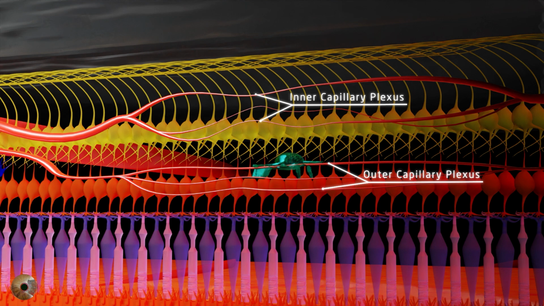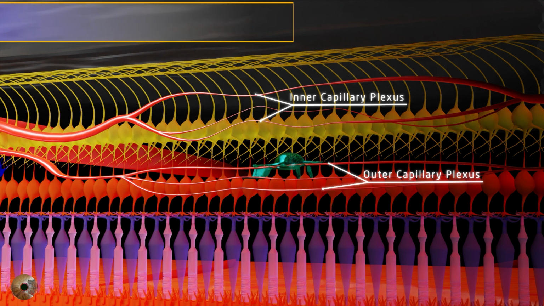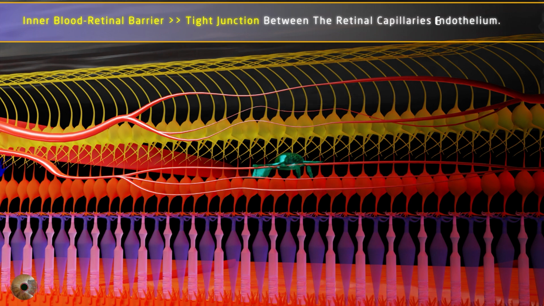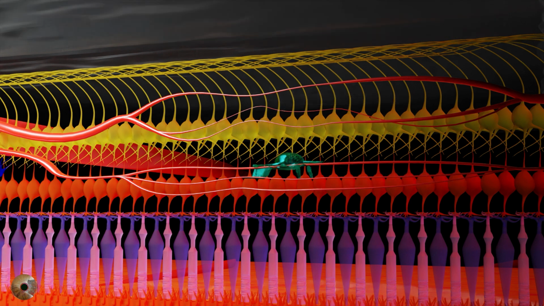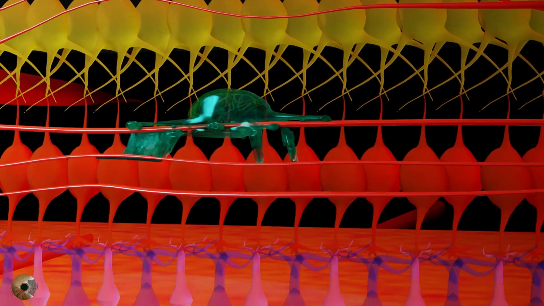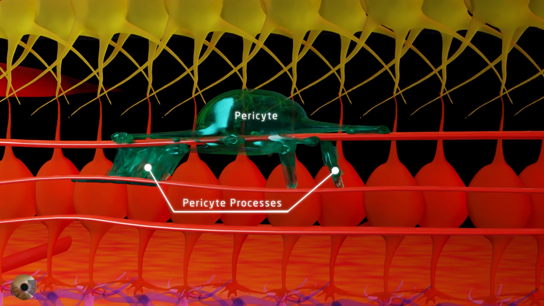Tight junctions linking endothelial cells form the inner blood retinal barrier. Pericytes, with their processes, are located around the endothelial cells and have contractile properties.